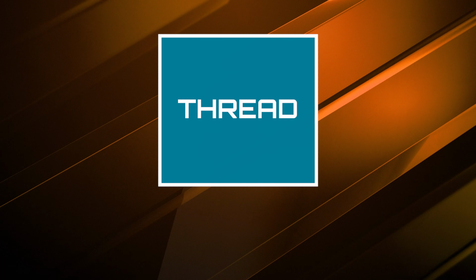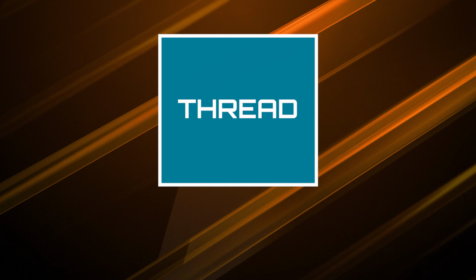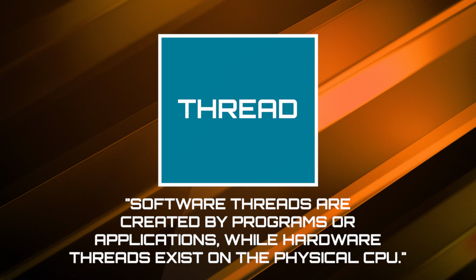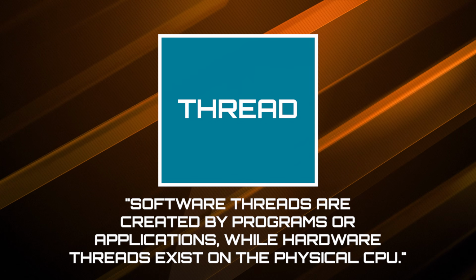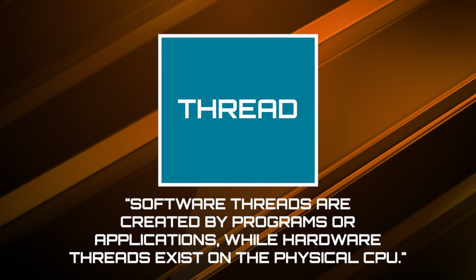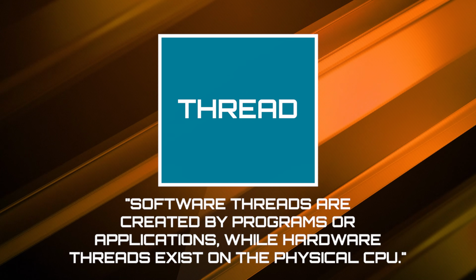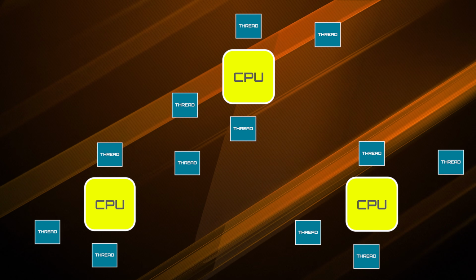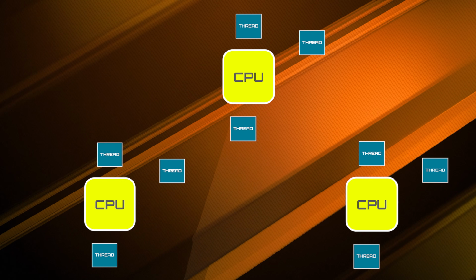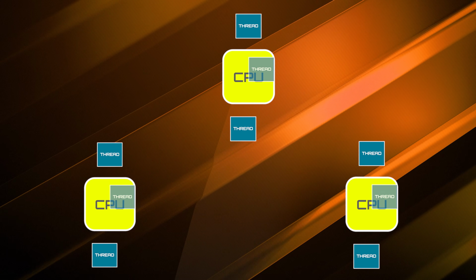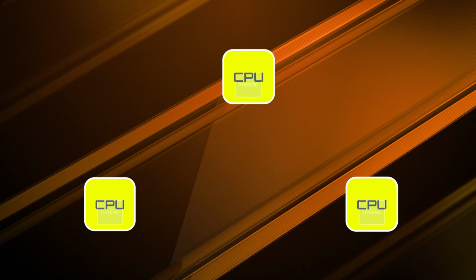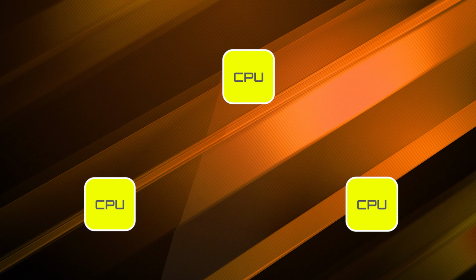The types of tasks that CPU cores handle are called software threads. It can get confusing, but software threads are created by applications, while hardware threads exist on the physical CPU. From now on, we'll only be referring to software threads. Now, software threads are portions of applications or programs that can be run independently by a CPU core. The more cores we have, the more threads we can execute at the same time. This means that we can speed up our programs by splitting them into multiple threads.